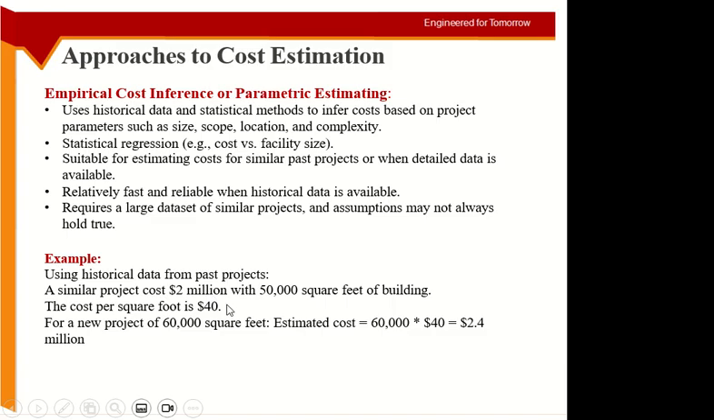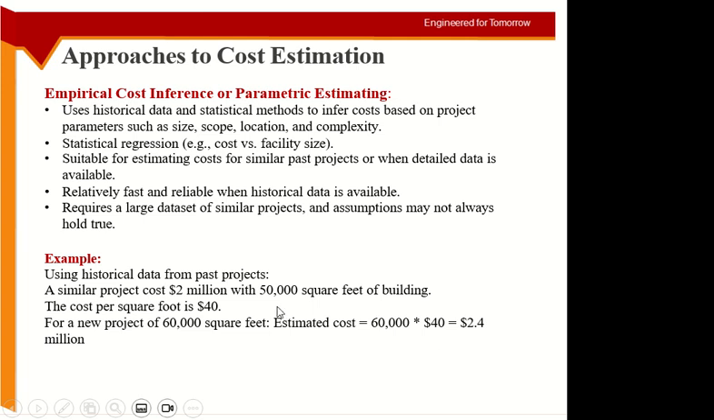I'm going to build a project which is a building project. Okay, so I looked at the projects in the past. I looked at a building which was very similar to my building, and that building had an area of 50,000 square feet and had a total cost of 22 million. So what was the cost per square feet? 40. Okay, now for my project, my size is 60,000 square feet. So per square feet is 40 multiplied by 60,000. So this will give me the total cost 2.4 million.